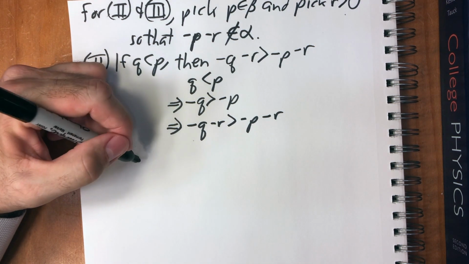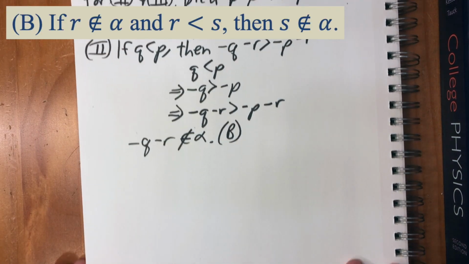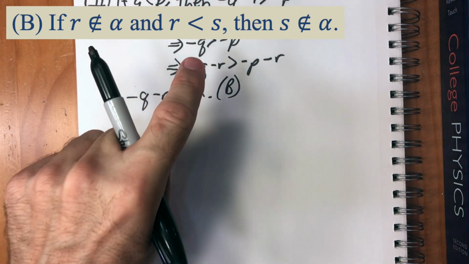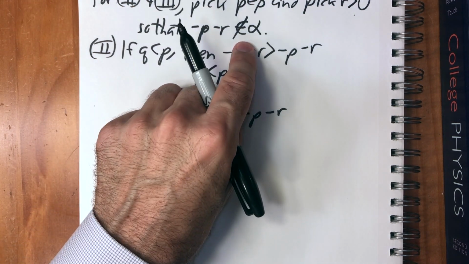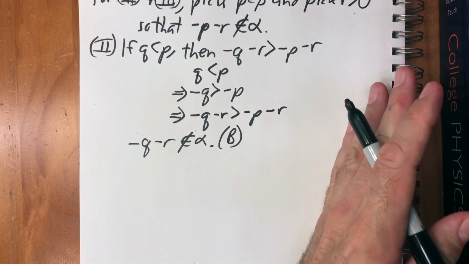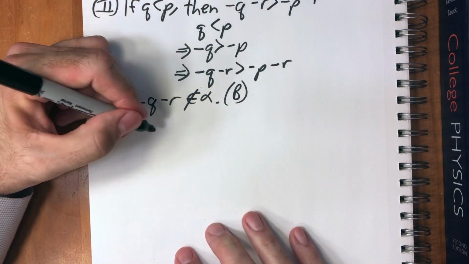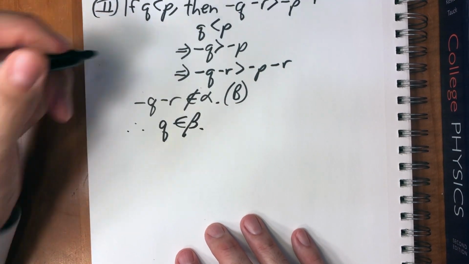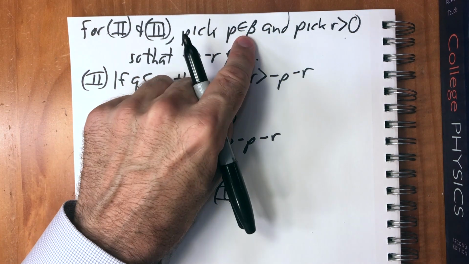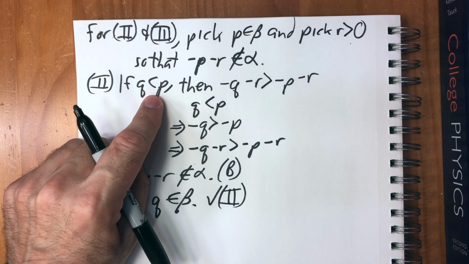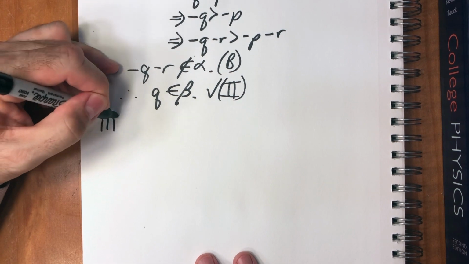So we showed that minus q minus r is greater than minus p minus r. That means that minus q minus r is not in alpha. That is because that's our reformulation of 2 on alpha: if we have that minus p minus r is not in alpha, and we have something else bigger than that, then that's also not going to be in alpha. But if this is true, this again is the definition of beta, right? So that means that q is an element of beta, and that is 2. We started with a p in beta. We took some q less than p, and we showed that that means that q is also in beta. That's what 2 is. Okay, one more.